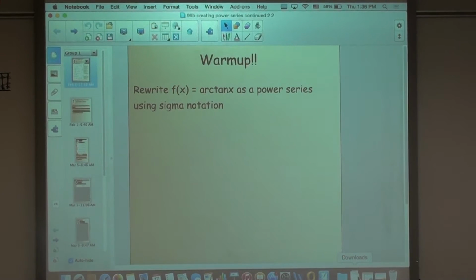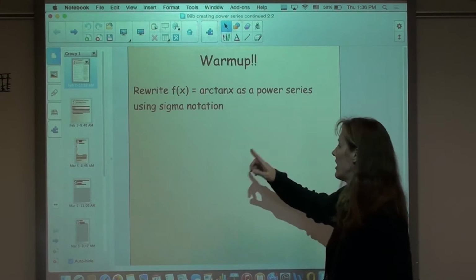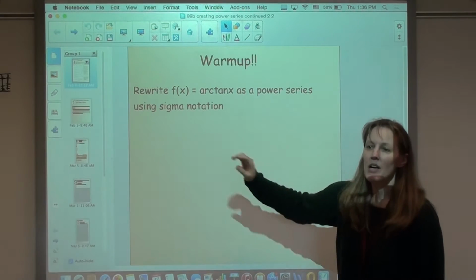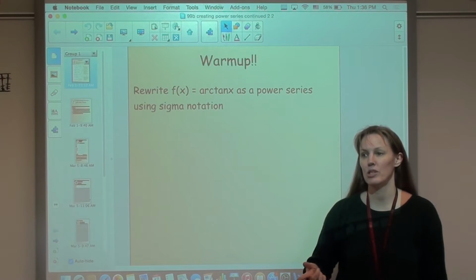All right, so for our warm-up today, we have to write arctan x as a power series using sigma notation. And I'm just going to dive right in and show you the answer, and we'll walk through it. Before I do this, I'm going to say this. There's two methods that you can use to do this.